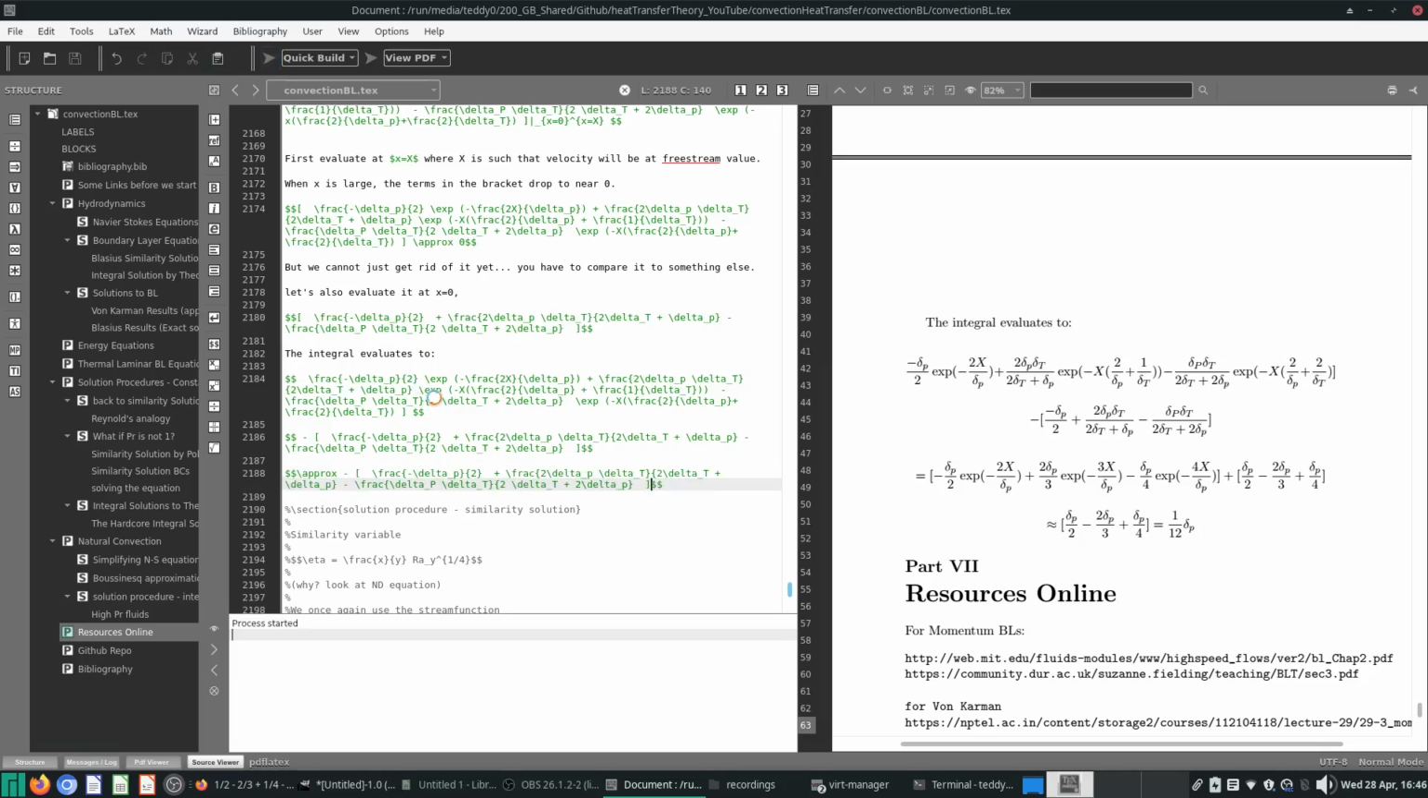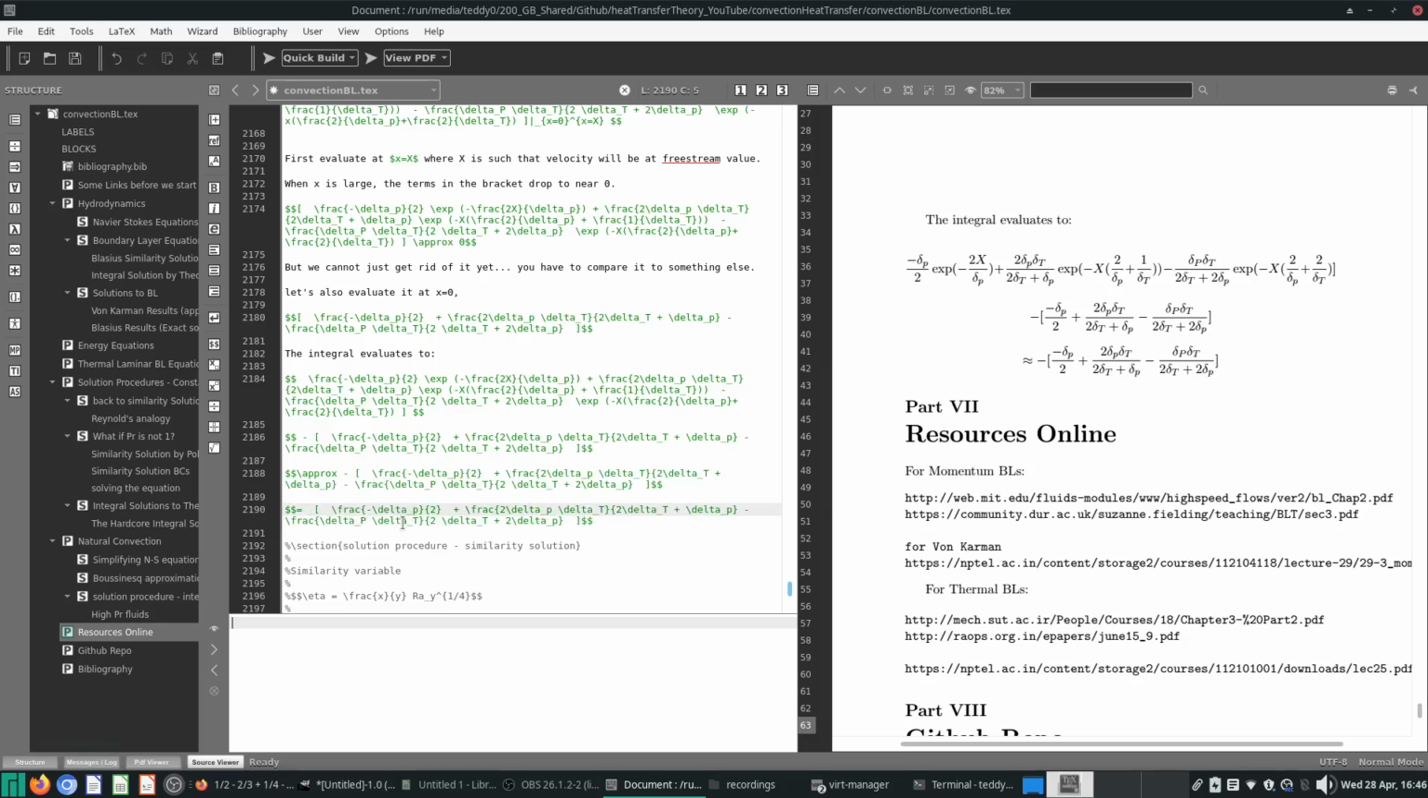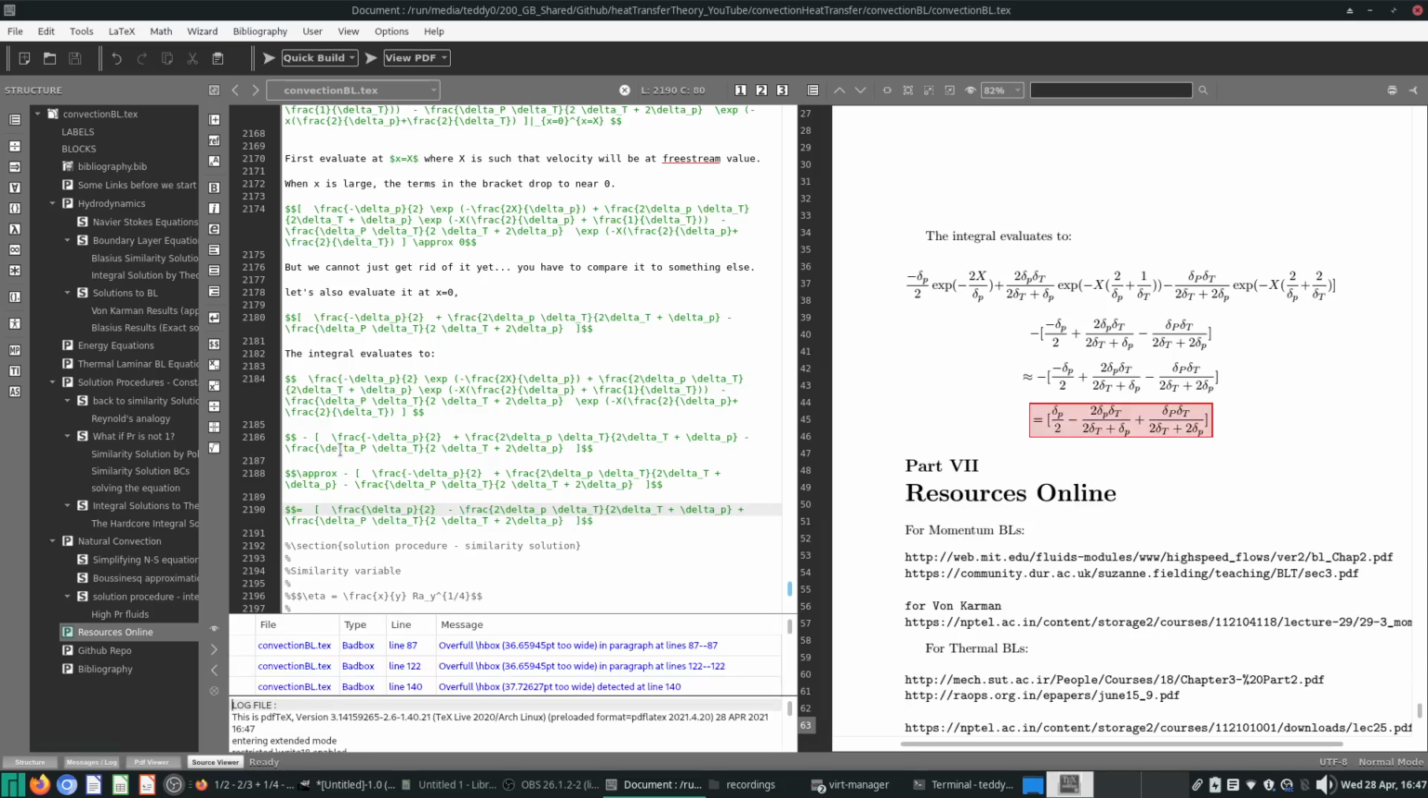Approximately this, and that will be equals to, okay, the minus will cancel out. The minus sign will be in the middle. And the plus sign will be the last one. Okay. Alright, so this will be it for now.